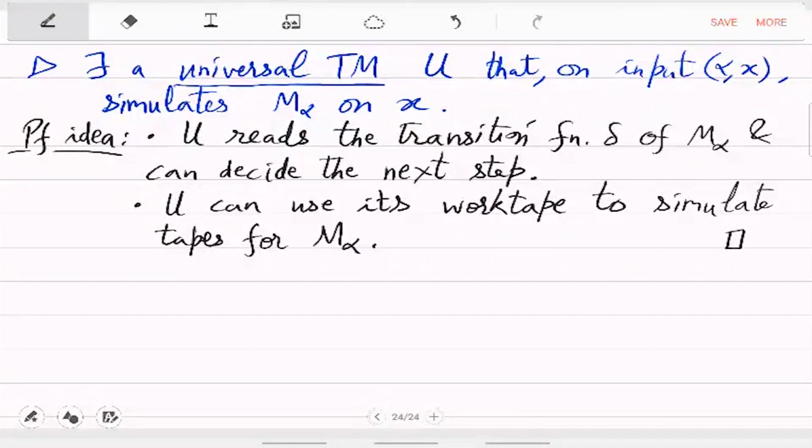So do that, complete this proof as a homework exercise. See what the time complexity of U is. Is it as good as M alpha? Is it much worse?